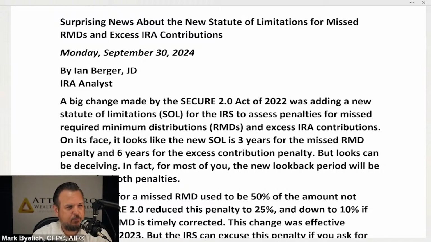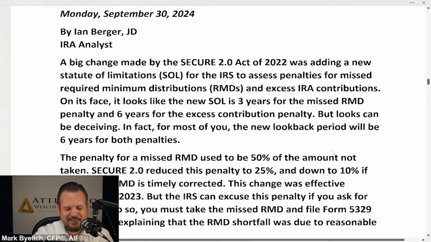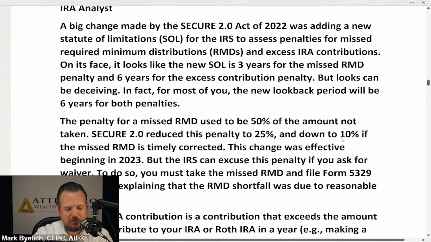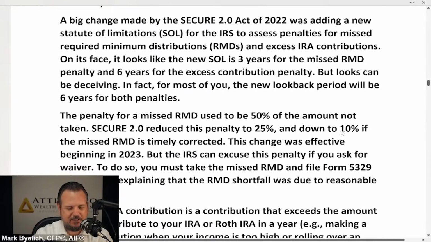So the title is Surprising News About the New Statute of Limitations for Missed RMDs and Excess IRA Contributions. And it's from our friend Ian Berger. I'll see these folks in just a few weeks out in San Diego. I'm looking forward to seeing them because I missed it in the spring.